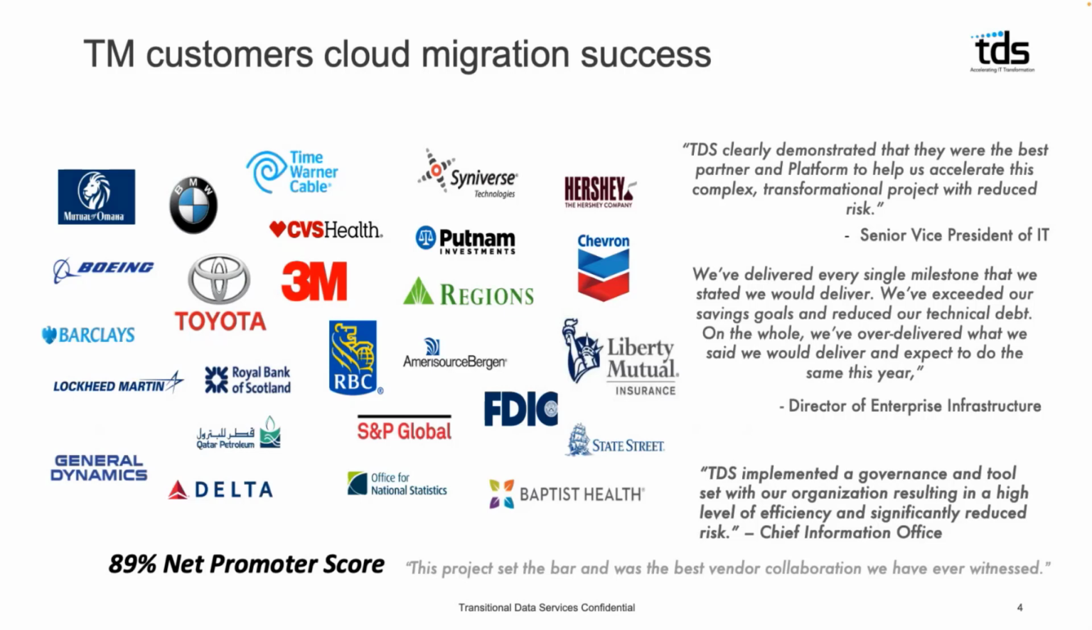You can see the customer names are pretty impressive. What's more impressive than that is that they've got an 89 net promoter score. I think everybody knows, but net promoter score is how likely you would be to recommend TransitionManager to one of your friends and colleagues that needs to use it. And 89 is super high.